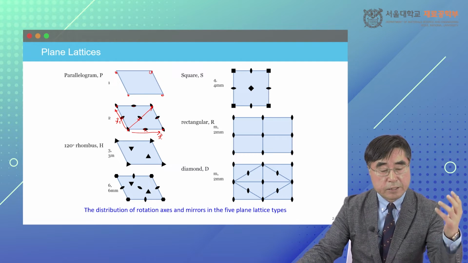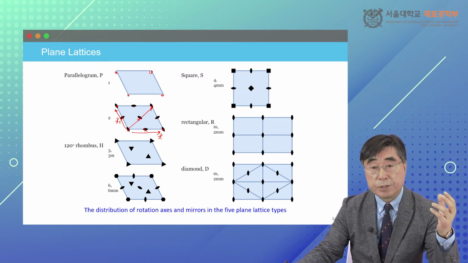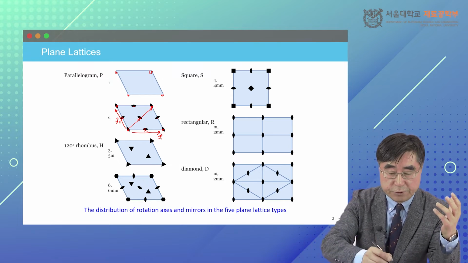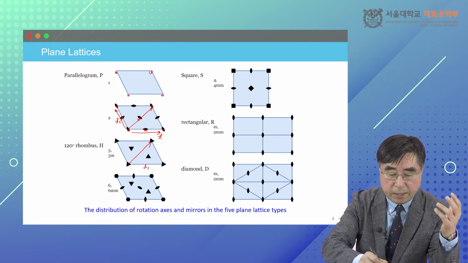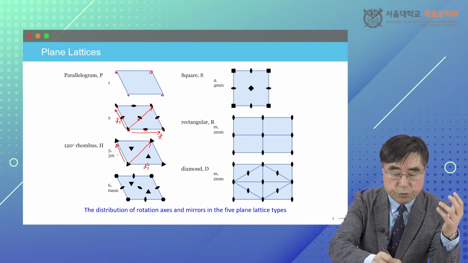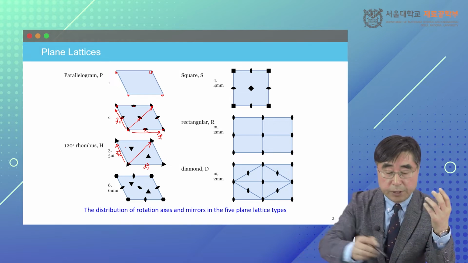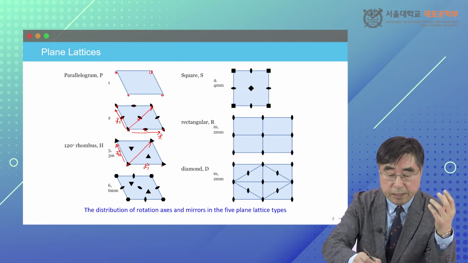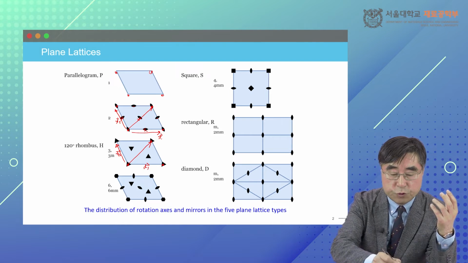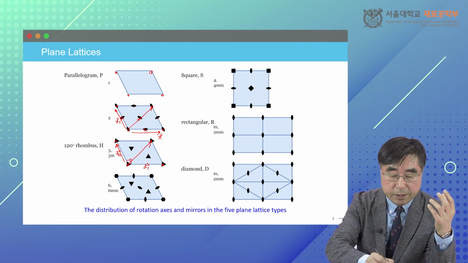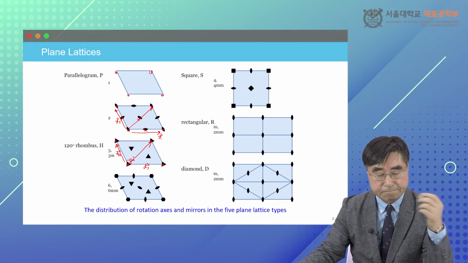And again, there is the 120-degree rhombus, basically based on threefold symmetry. In this case, there is a T1 vector here, and a T2 vector here. The lattice point has threefold symmetry. So the T1 vector and T2 vector magnitudes should be the same, and this angle here should be 120 degrees.